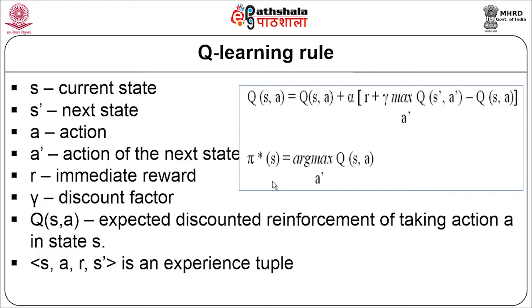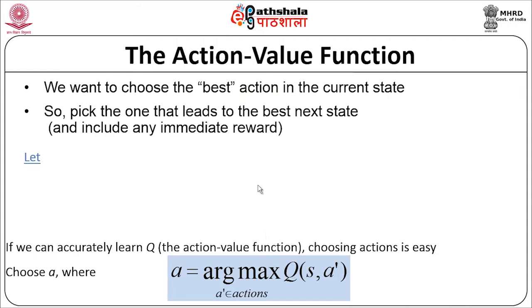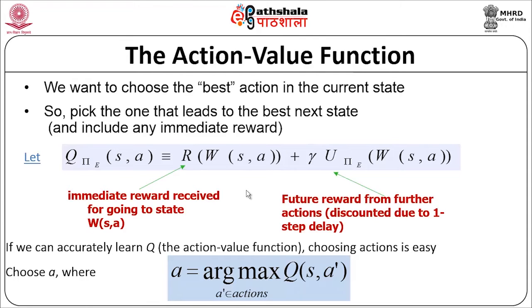And you will see that the policy associated is the one that, given any state, makes you choose the best action from the state such that it maximizes Q of S comma A. Now, we want to choose the best action in the current state, that is what I was telling. So, let us pick the one that leads to the best next state and include any immediate reward. What is the definition of best action? The best action is the one that will lead you to the best next state. Okay. So, this is the way in which this action value function is defined.